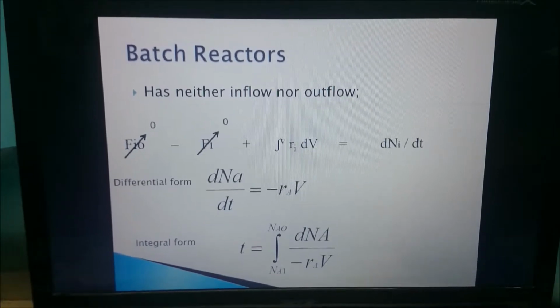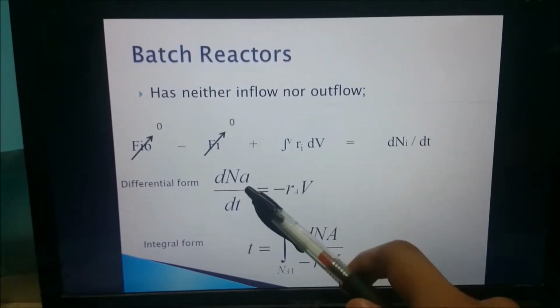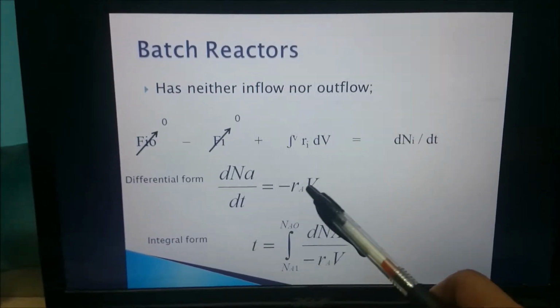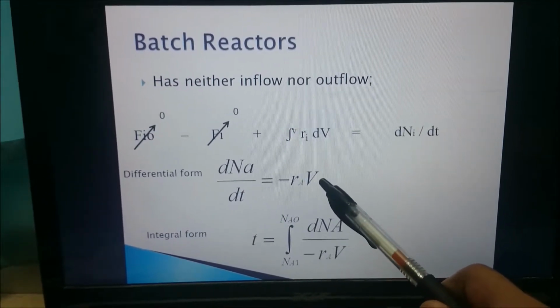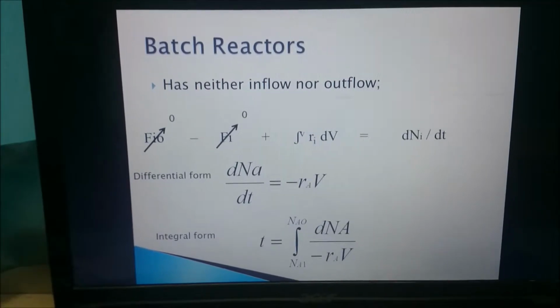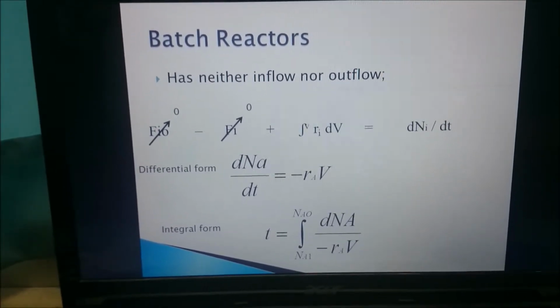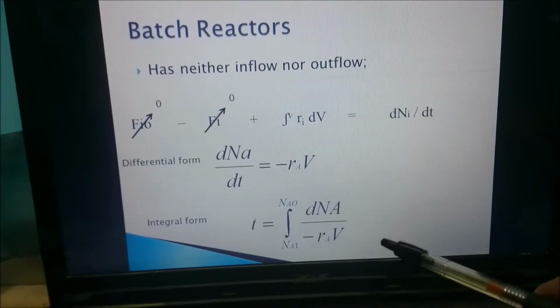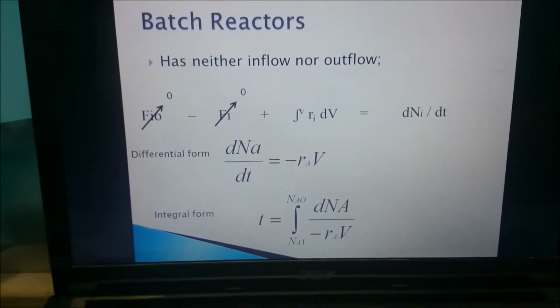So we got the differential form of dNA over dt, which is the rate of accumulation equal to rate of generation, negative rAV. So we integrate it to become the time for N_A0 to reduce to N_A1, and this is the term. That's all for me.